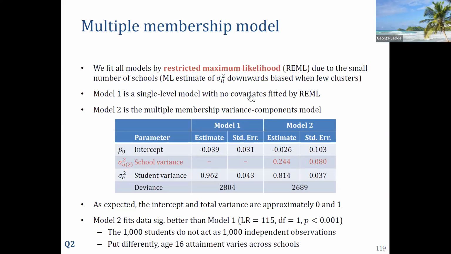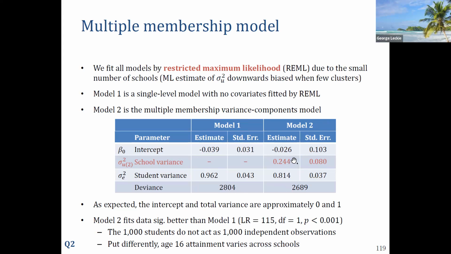So we fit all models by REML. Model 2 is the model of interest. Model 1 is the naive model which ignores clustering altogether. Its purpose is solely to give us a deviance, so that the drop in deviance is a test for whether that parameter is significant.